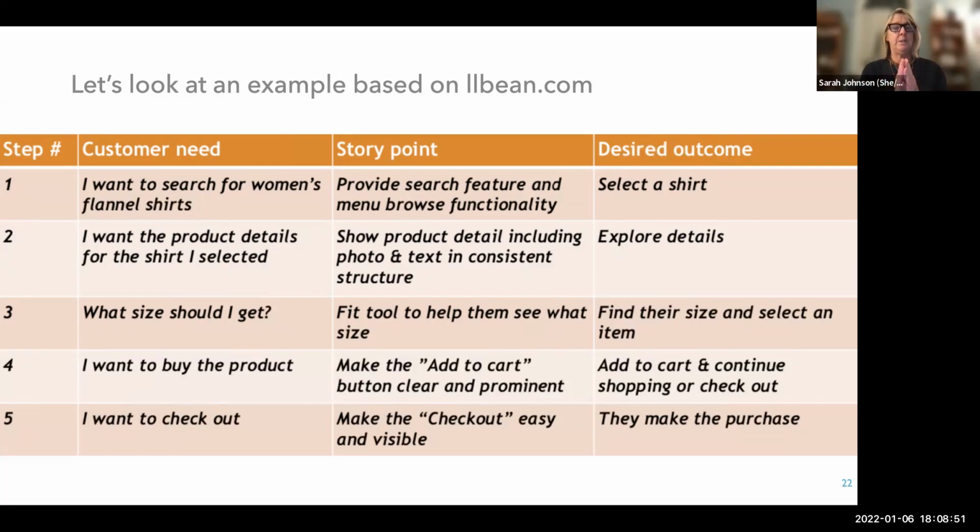But we looked at LL Bean, and the example was that someone wanted to search for a woman's flannel shirt. So we included the customer need, the story point, which would be to provide a search feature in menu browse, and the desired outcome of that story point. And we went through each action that they would want to do. They want product details, what size, I want to buy the product, I want to check out. And by sketching through this, it set us up to do a real exercise.